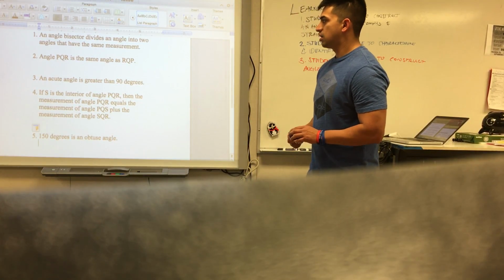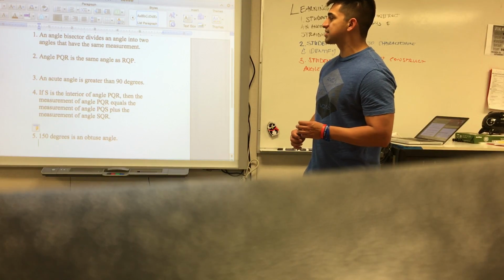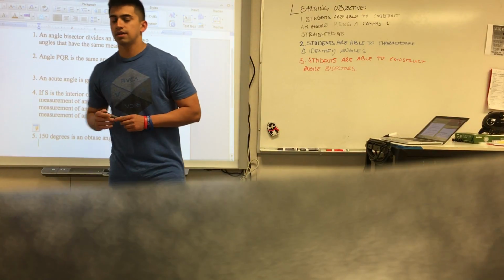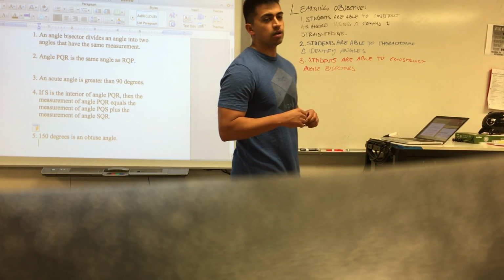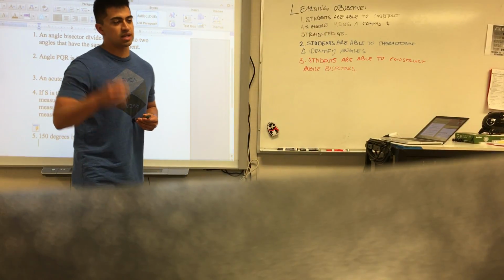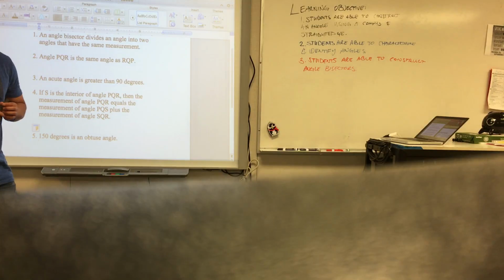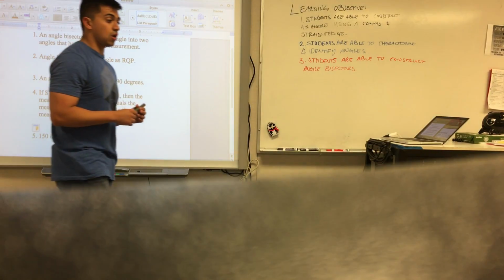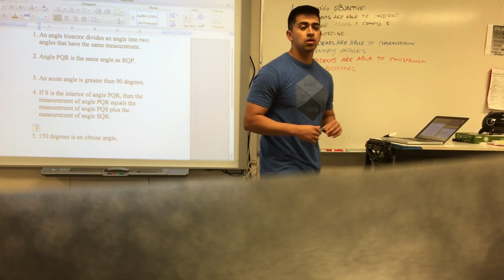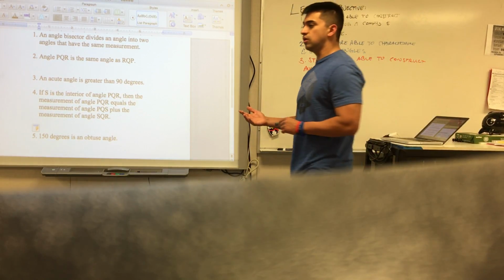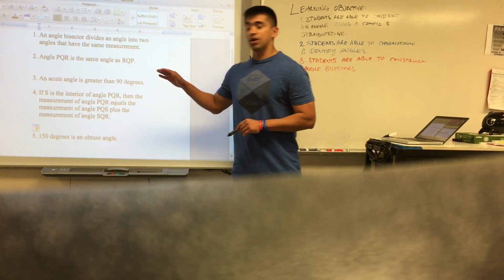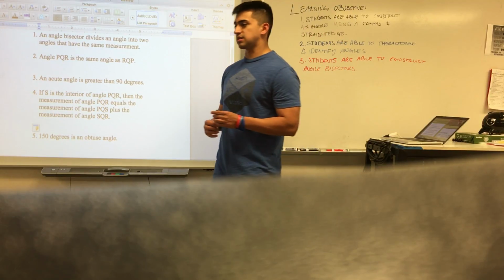Good. Number two: angle PQR is the same angle as angle RQP. If you agree with this statement, raise your hand. Good. Keenan, why do you agree with this statement? Good. So you can have two different names as long as you have what in the middle? The Q. And the Q is the vertex. We'll go more into depth on that when we get into the lesson.